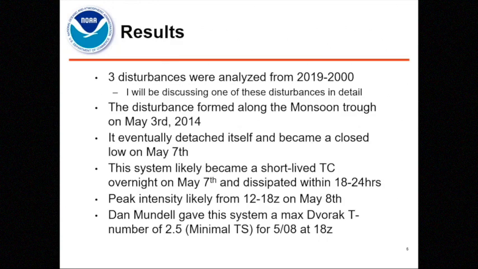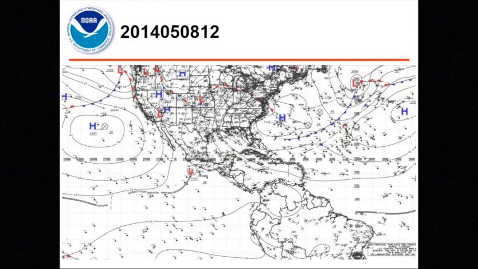The peak intensity was likely from 12 to 18Z on May 8th, and Dan Mundell, who gave us the Dvorak classifications, gave this a max Dvorak T number of 2.5 at 18Z on May 8th. If you aren't familiar with the Dvorak technique, it's basically a way to estimate tropical cyclone intensity using satellite imagery. And Dan Mundell is an expert in that, so he helped us out with our project.